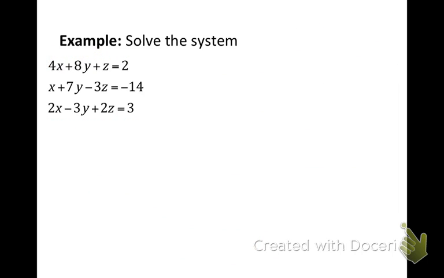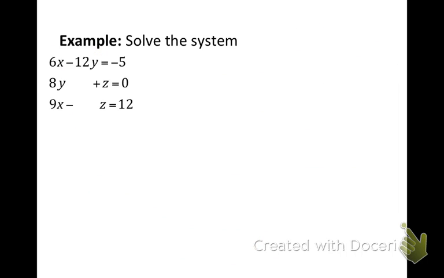All right, so you also might see something where there's gaps, such as this following system, where they might not have every variable in each equation. So this one has a 6x minus 12y equals negative 5. So this one already is missing the z. Here you have 8y plus z equals 0. So there's this gap of x. Here you have 9x minus z equals 12. So we're missing a y.